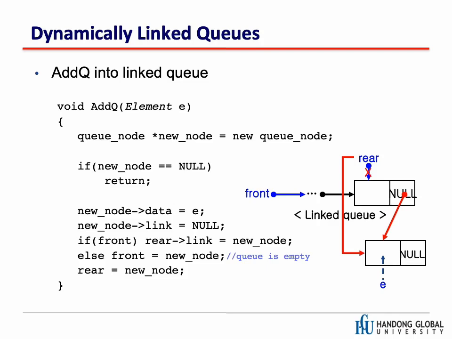That is perfect. But what about when front is null, which means we don't have anything there? Then when we add a new node, the front should point to that node, right? So there was nothing. So front was pointing to nothing. So front was null. And then when we add a new node, front should point to that node since we have only one node. Now front is pointing to new node and the rear is pointing to new node. Okay, that's it.